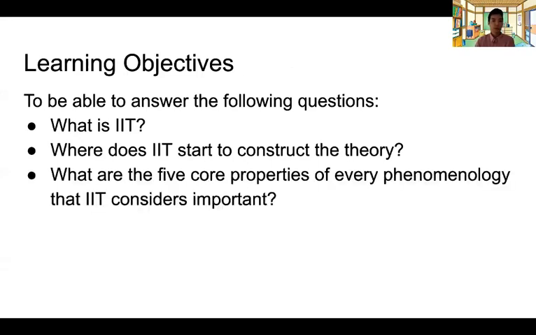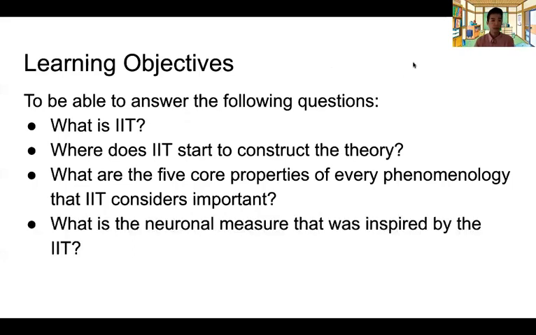Okay. And then what are the 5 core properties of everyday phenomenology that IIT considers important? That's also explicitly stated in the slides, so it should be easy to find the answer. And what is a neural measure that was inspired by the IIT? That's also the last part of the video, so it's also an easy question to address.